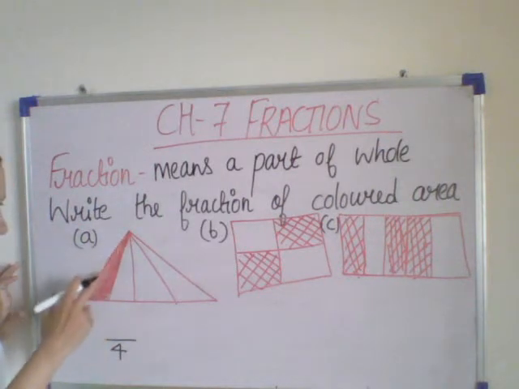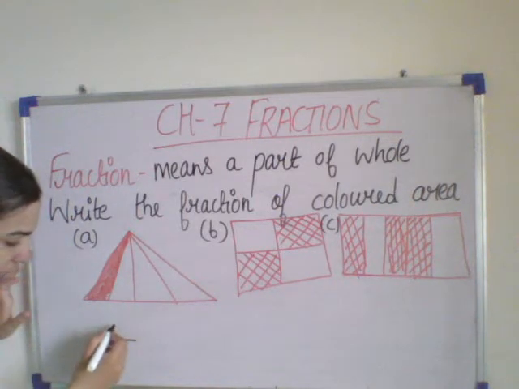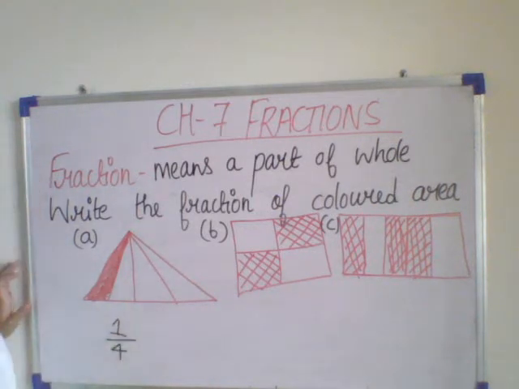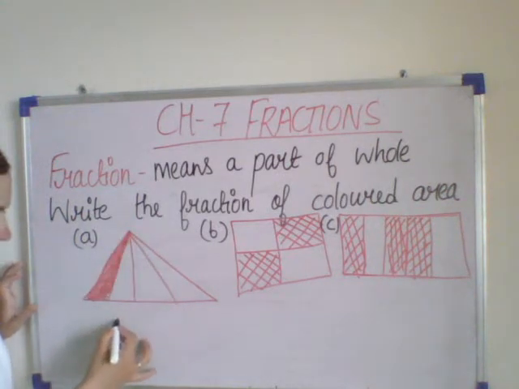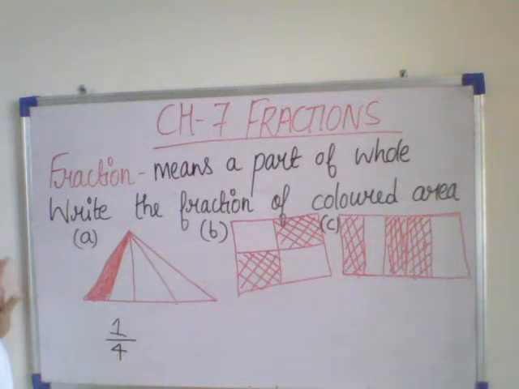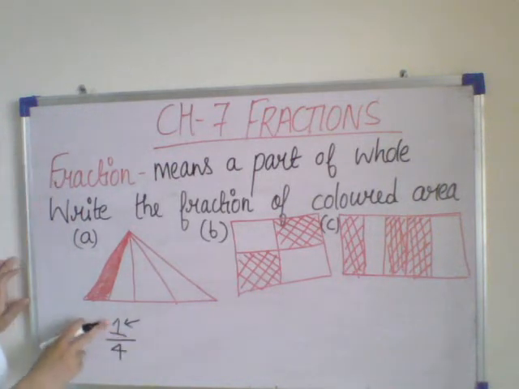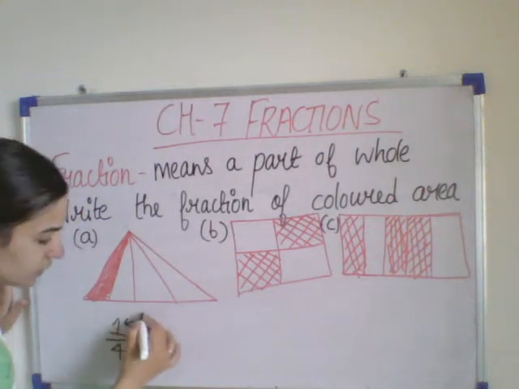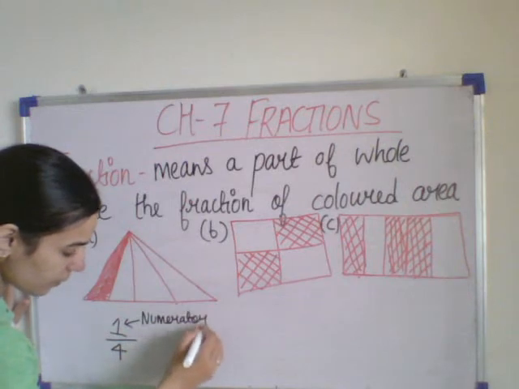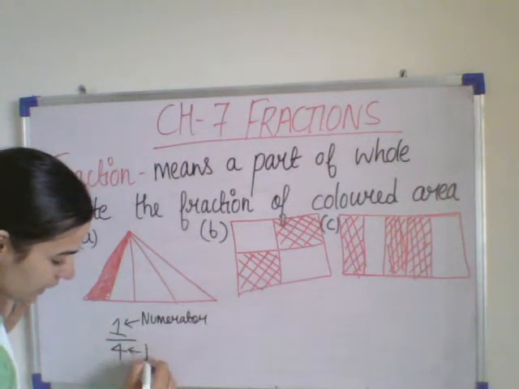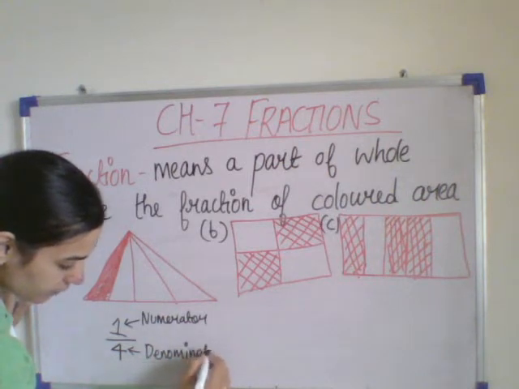And how many parts have I colored here? I have colored only the one part. So I will be writing 1. So how will I be writing this figure? I will be writing this figure as 1 upon 4. So this number which is there upside is known as the numerator. And the number which is present at the downside is known as the denominator.